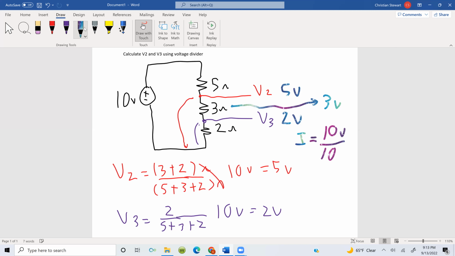over 10 ohms, which is all the resistors in series in the circuit, which gives us 1 amp. So then 1 amp times 3 ohms gives us 3 volts.